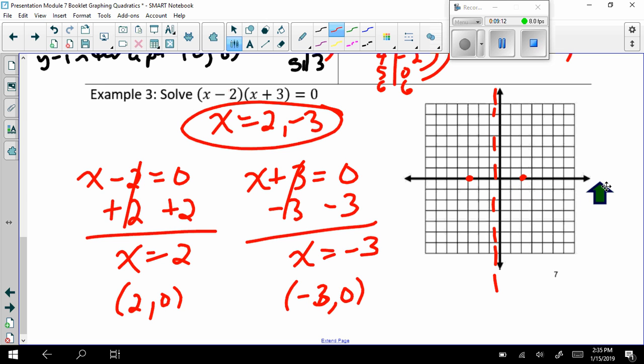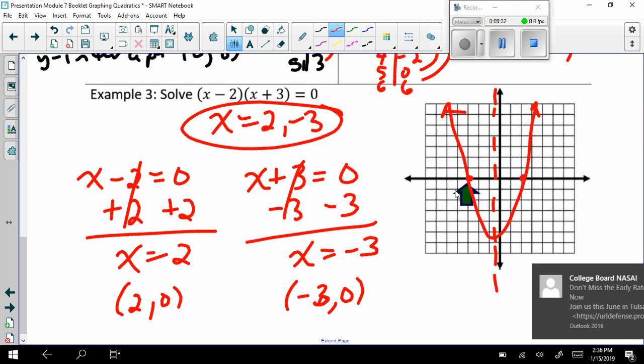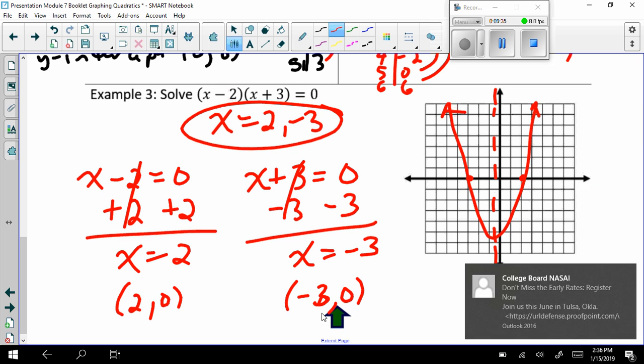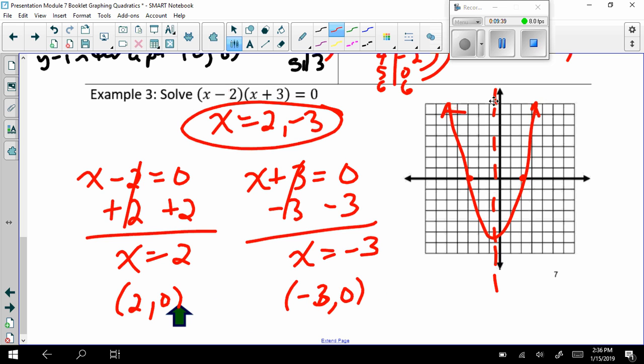And since what I'm really looking for is my zeros, I'm just going to do a rough sketch because I already know my zeros. I know it's going to open up. I know my vertex is on that axis of symmetry. So that graph is good enough because what I really care about is those 2 points there, which I already know from finding the zeros. And that is how we solve by graphing.